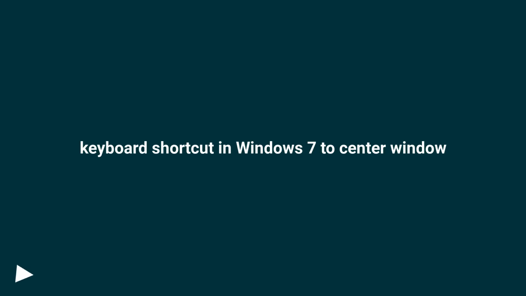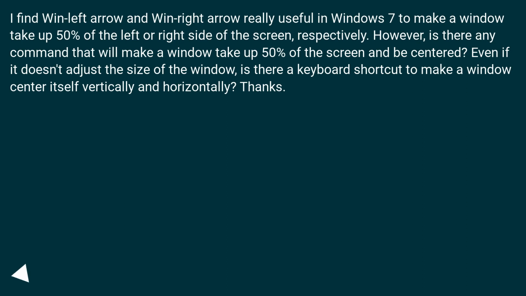Keyboard shortcut in Windows 7 to center window. I find Windows plus left arrow and Windows plus right arrow really useful in Windows 7 to make a window take up 50% of the left or right side of the screen, respectively. However, is there any command that will make a window take up 50% of the screen and be centered? Even if it doesn't adjust the size of the window, is there a keyboard shortcut to make a window center itself vertically and horizontally? Thanks.